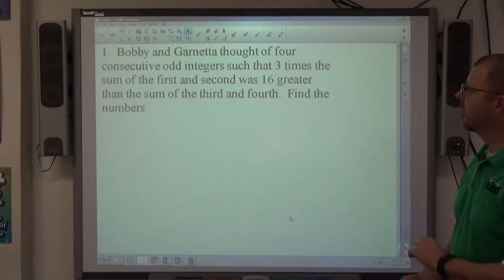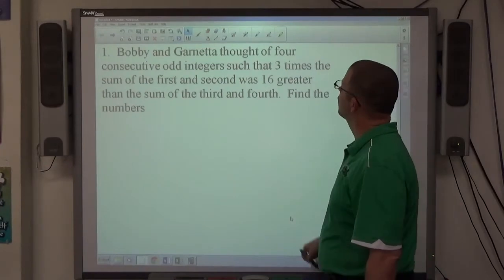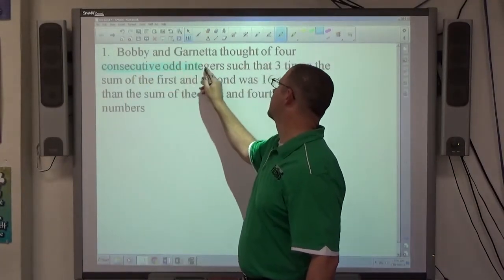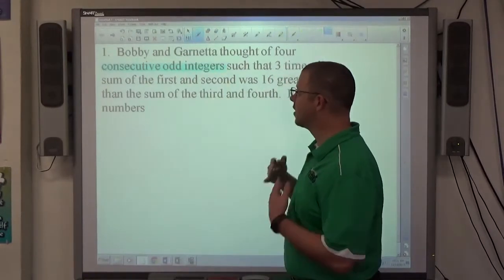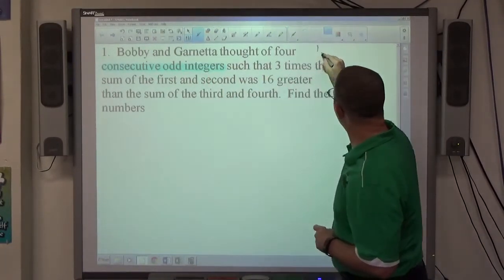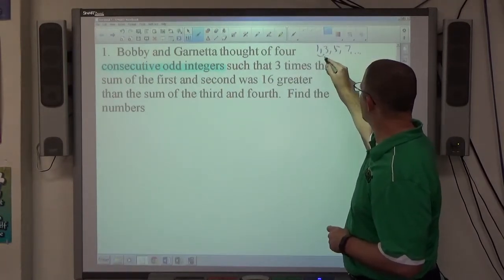Okay, number 1 on the study guide for test 12, Bobby and Garnetta thought of 4 consecutive odd integers. So as soon as we start seeing consecutive integers of any sort, in this case specifically odd integers, we want to consider the pattern that occurs in those types of integers. So we think of odd numbers like 1, 3, 5, 7, and so on. Look at the pattern of how we get from number to number.